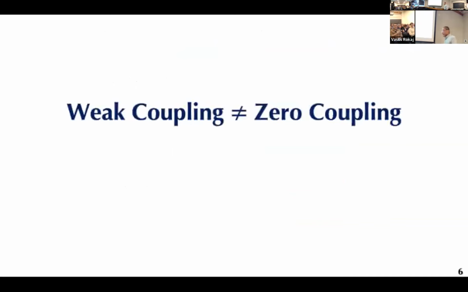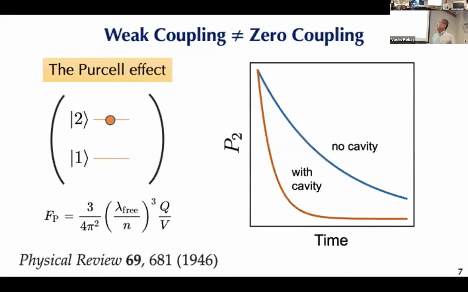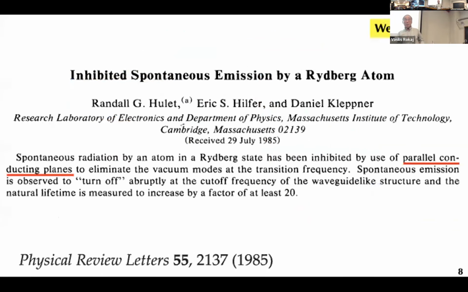So first, this talk is about strong coupling, but I want to say that even in the weak coupling regime, there are interesting phenomena due to cavity photon matter coupling, and I wanted to talk about this, but John already beautifully explained it. There's nothing left for me to say about the Purcell effect, except we can do the opposite.